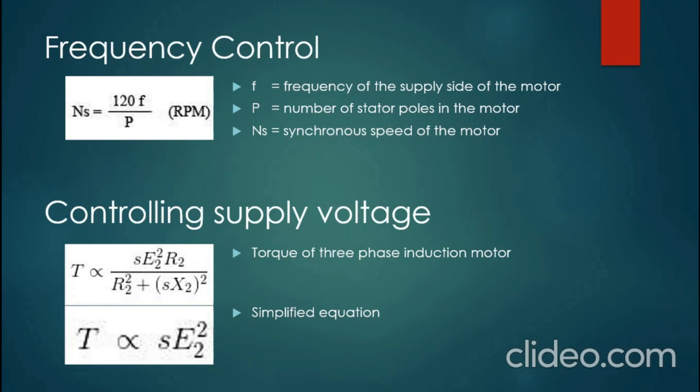Secondly, controlling supply voltage. The first equation is the torque of the three-phase induction motor, and the second equation is the simplified equation. So it can be concluded that EMF is directly proportional to the voltage supplied. In conclusion, speed and torque of the three-phase induction motor can be controlled by manipulating the supply voltage.